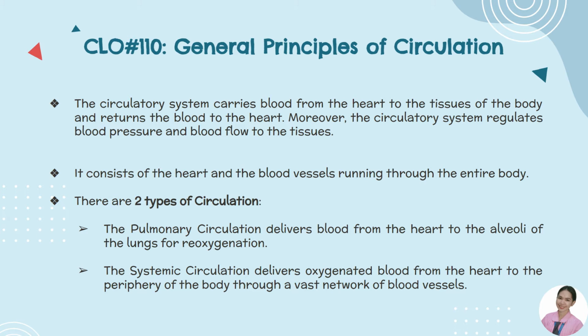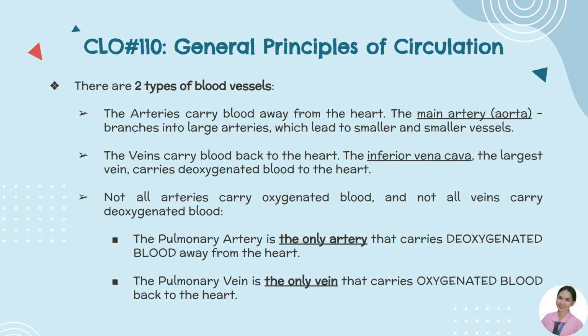So with that said, we have two types of circulation. First, we have the pulmonary circulation. It delivers blood from the heart to the alveoli of the lungs for reoxygenation. It is through the alveoli that carbon dioxide is exchanged for fresh oxygen. Next, we have the systemic circulation. It delivers oxygenated blood from the heart to the periphery of the body through a vast network of blood vessels. So with that said, we also have two types of blood vessels.